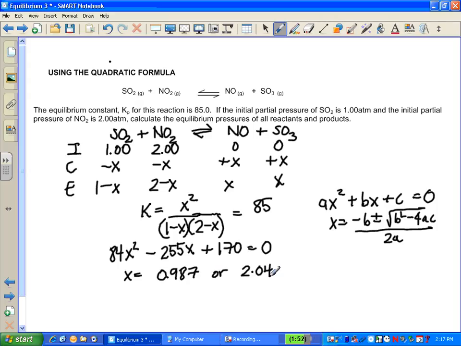Once we get to this point where we've got two values for x, we need to determine which one is the valid root. If we look back to our data at the beginning, we can see that for the NO and the SO3, they're simply equal to x. They're partial pressures, so any value will do for them. For the SO2 and the NO2, however, they are limited because they have values of 1 minus x and 2 minus x. From this information, we can see that x can't be any bigger than 1. If x was larger than 1, the pressure of SO2 at equilibrium would be less than 0, which doesn't make sense. We need to have positive values for our pressures or concentrations. So since x must be less than 1, the 2.04 is not valid.